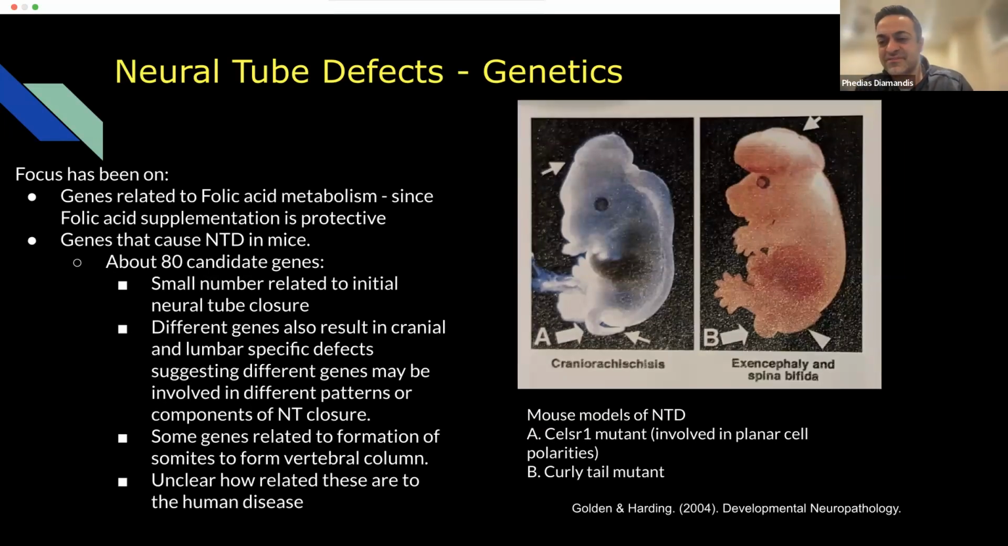These are just some pictures of mouse embryos showing different mutants having different patterns. So the Celsr1 mutant, which is involved in cell polarity, you have craniorachischisis with the whole entire spinal cord and brain being exposed without good closure, whereas in other mutants you can have very location-specific herniation, as in this example, showing exencephaly.